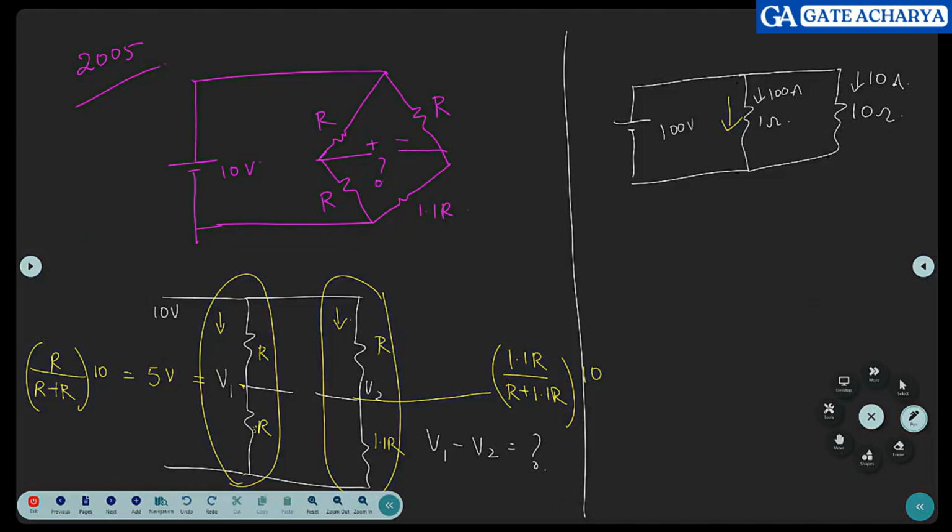V1 is 5. What is V2? 5.23. Okay, then what is V1 minus V2? Minus 0.238. V2 is 5.238. V1 minus V2 is minus 0.238.